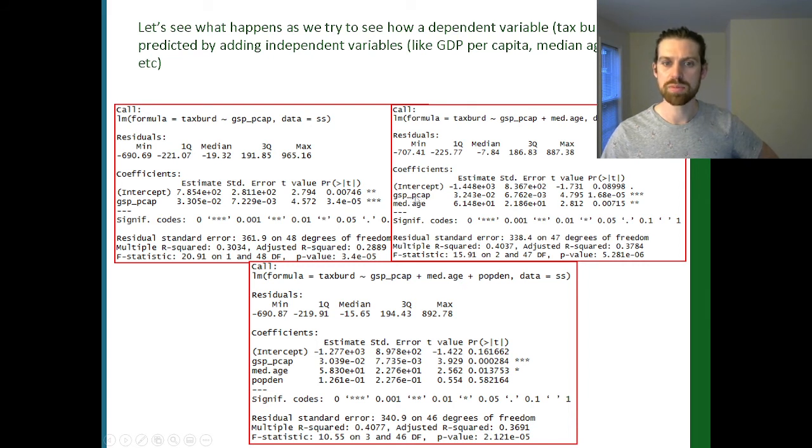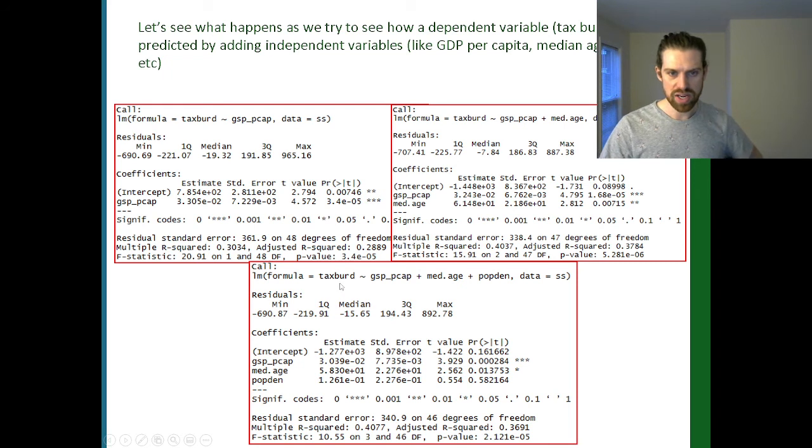So here we've got GDP per capita and median age, and then basically we've got a multiple R squared value of 0.4. So the multiple R squared value has increased, but the adjusted R squared value also increased, to 0.37, so this is good. That was a good indicator to place into the model. It's improved our explainability of the overall model.